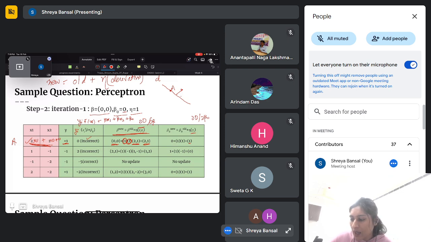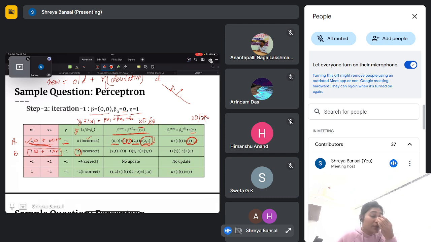Alright? And if it is incorrect, I'll calculate new beta. So now beta is changed to this. 2 1 is my new beta and 1 is my new beta naught. So what I will do is I will again calculate for point B. I will use 2 and 1. So 1 into 2 plus minus 1 into 1 plus 1, and it gives you 2.